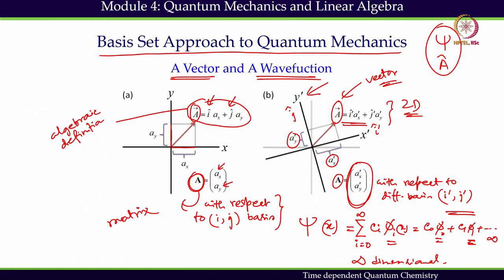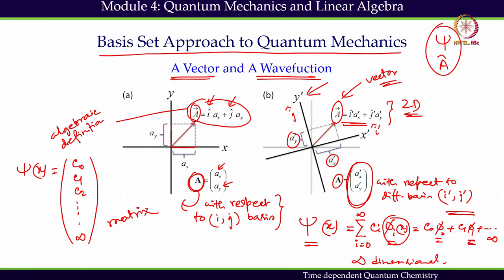I am just representing the wave function with respect to basis, and if I do that, then one can say that this psi(x) can have the following matrix representation: c0, c1, c2, and this is called the column matrix, which is called a vector in linear algebra. We will understand more about it, but the basic connection should be clarified here. A vector and the wave function both would be equivalent in linear algebra in the context of basis set expansion.